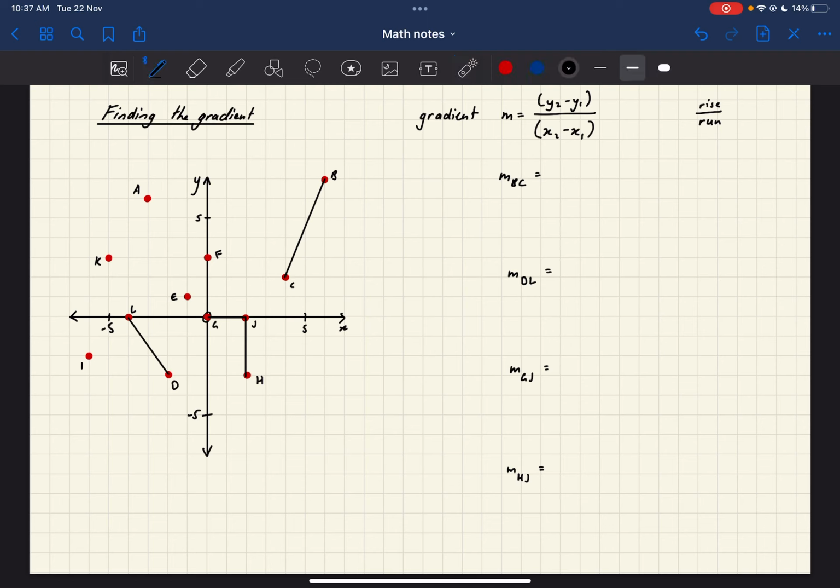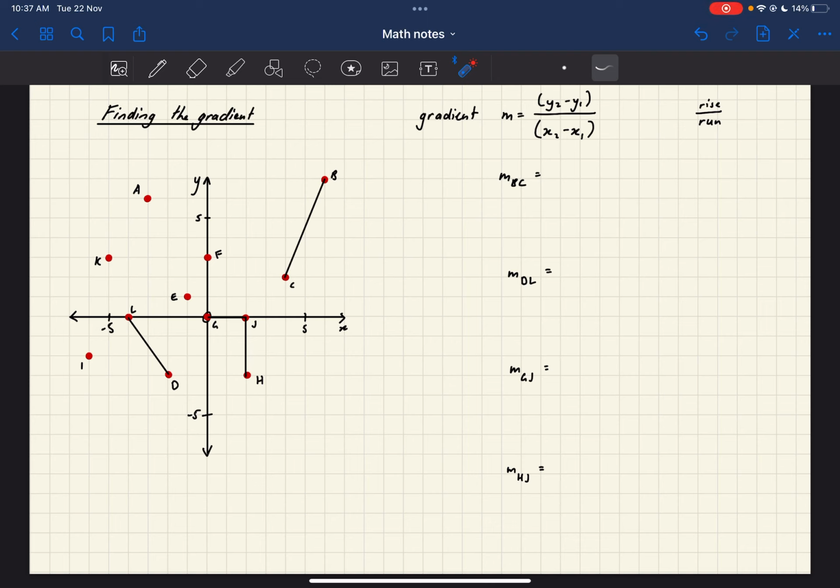So your gradient is the slope of a line. If you've got a very high number for the gradient, that means your slope is very steep. If you've got a low number, it's very shallow. If it's positive, it's going up this way, and if it's negative, it's going down that way, always moving from left to right. We're also going to look at horizontal and vertical lines in this video, but that'll come up later. So let's start with our first one.